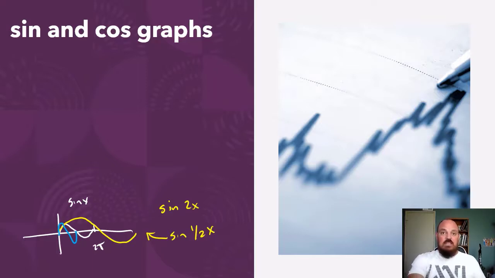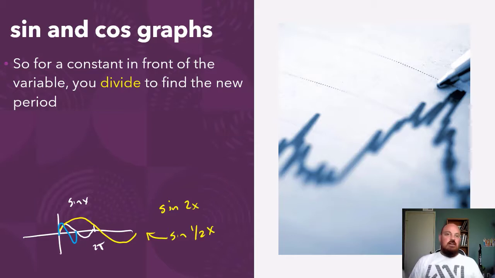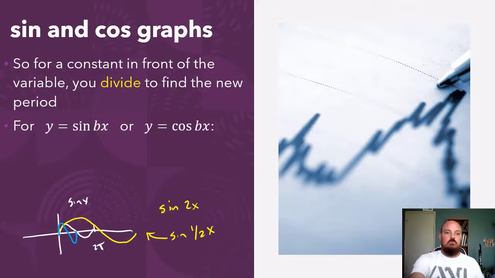Now the rule to find the exact period is you divide. Basically you take your original period, which is 2 pi, and just divide by the number in front of x. So if you have y equals sine of bx, I'll use b for the number, that's what books do, or y equals cosine of bx, then all you have to do is take 2 pi, divide by b, and that gives the new period.